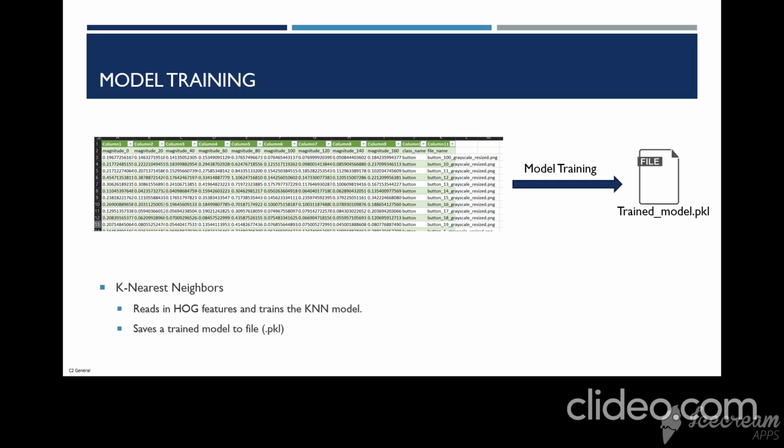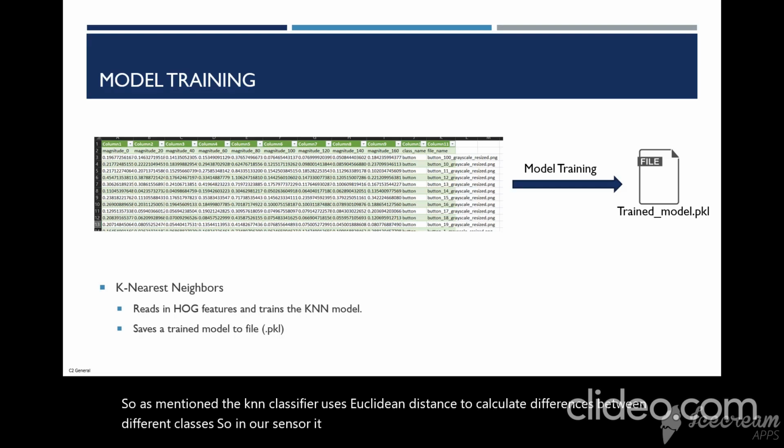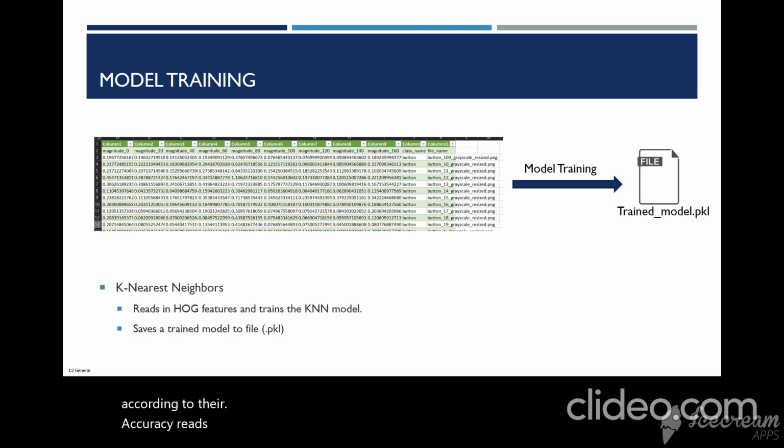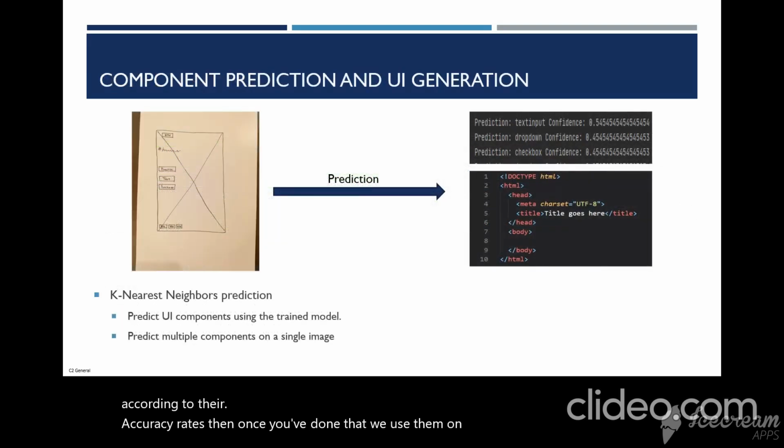So as mentioned, the KNN classifier uses Euclidean distance to calculate differences between different classes. So in our case, it would be between an image versus a button, or a button versus a text box, or whatever the case might be, to categorically predict different components. So at our training level, we save different models according to their accuracy rates, and once we've done that, we use them in our next process, which is prediction.